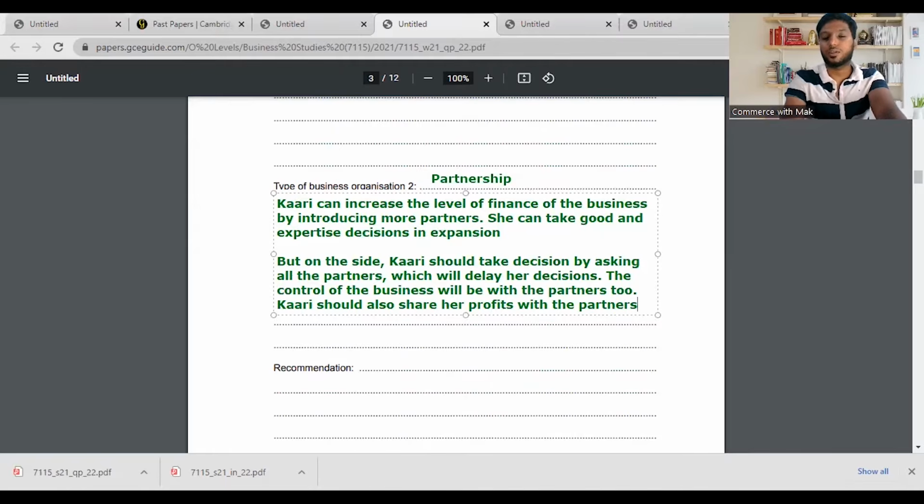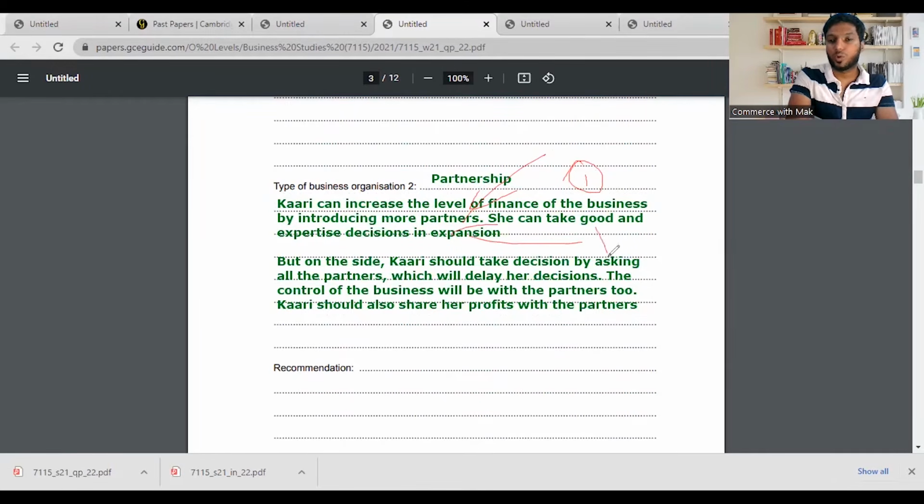So I spoke about 2 advantages and 3 disadvantages. I'll show you what are the advantages here. Kari can increase the level of finance of the business by introducing more partners, 1 mark. She can take good and expert decisions in expansion, 1 mark. So I wrote 2 advantages. And then I'm going to speak about the disadvantages. But on the other side, Kari should take decisions by asking all the partners, one disadvantage, which will delay her decisions. The control of the business will be with the partners too, two disadvantages. Kari should also share her profits with the partners, three disadvantages. So I wrote three disadvantages and two advantages.